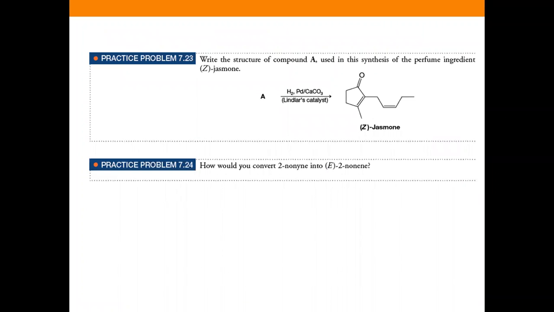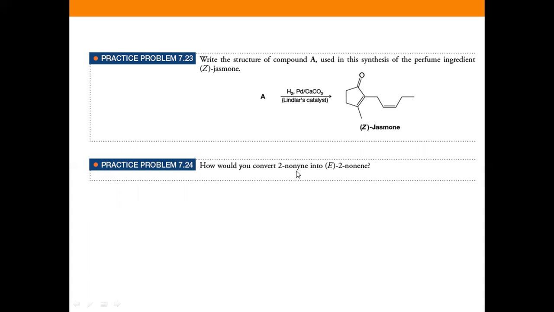So, a problem: write the structure of compound A used in the synthesis of the jasmine perfume. You have palladium on calcium carbonate. This is a Lindlar catalyst, and of course this is a syn addition. So this is where it adds here. Using this Lindlar catalyst, you have your double bond here. It most probably starts with a triple bond here. It's a very simple one.